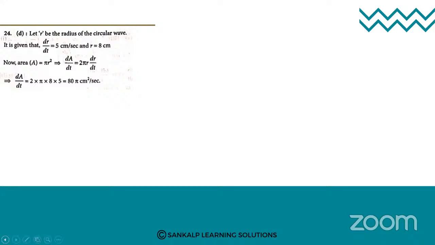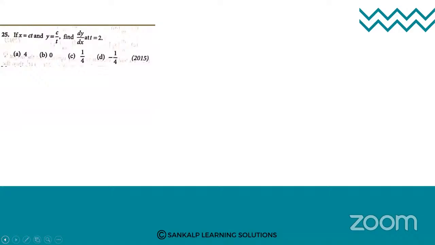Okay, next question. I will be giving you 1 minute to try and solve it. Very easy question. If x is equal to ct and y is equal to c by t, find dy by dx at t equal to 2.